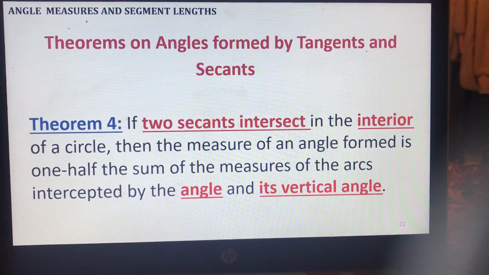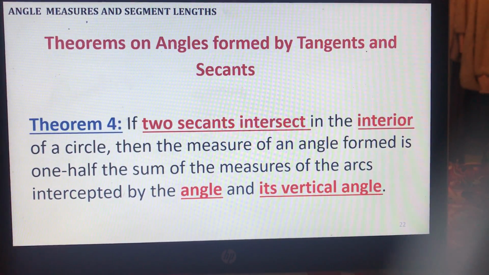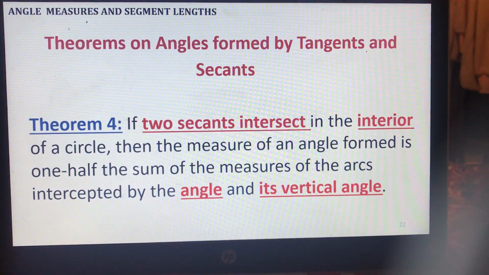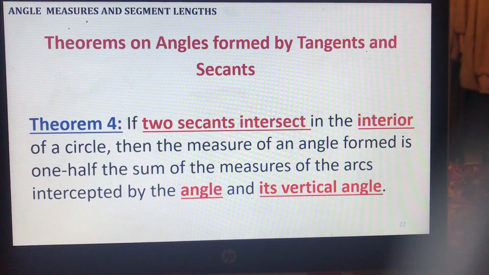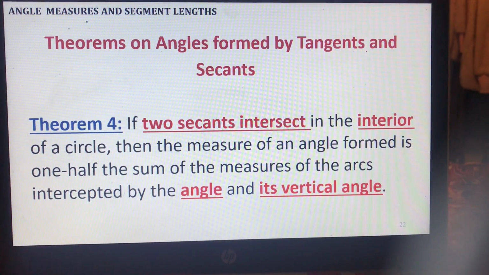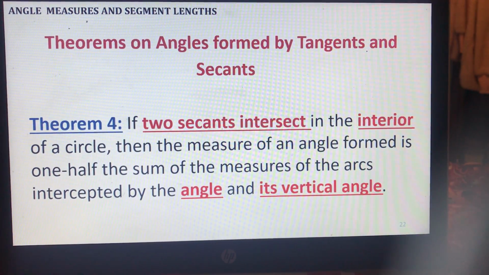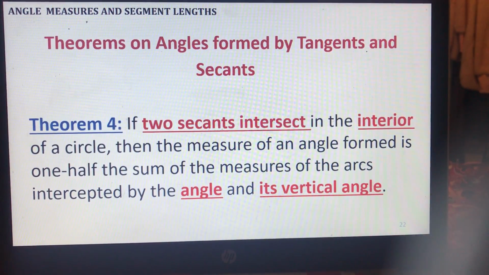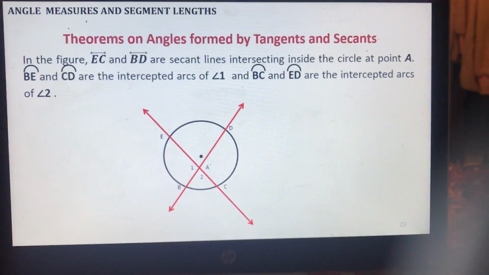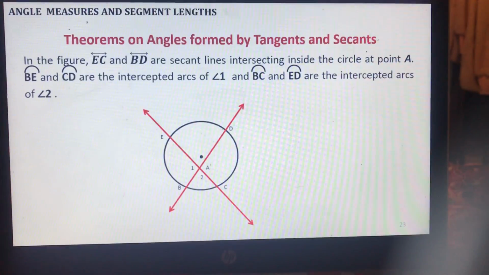And now we move on to our Theorem 4, which states that if two secants intersect in the interior of a circle, then the measure of an angle formed is 1/2 the sum of the measures of the arcs intercepted by the angle and its vertical angle. Okay, so recall the definition of a vertical angle.